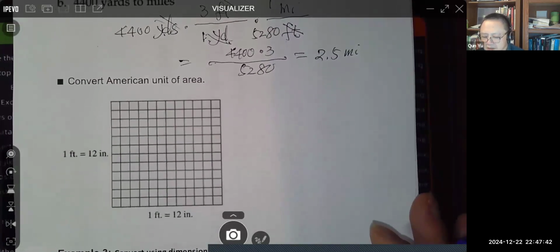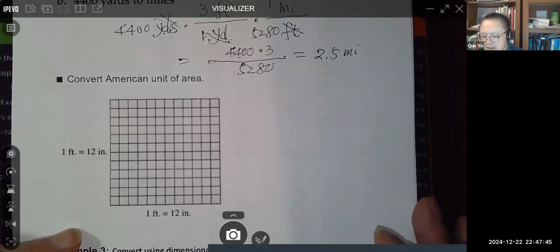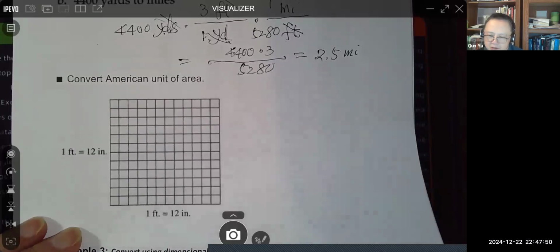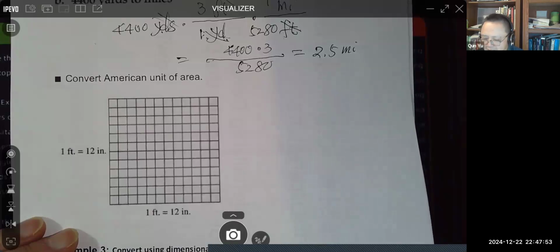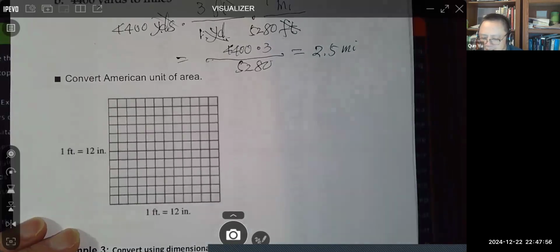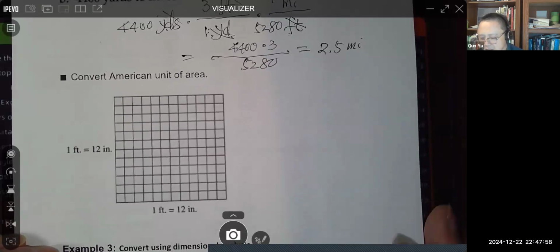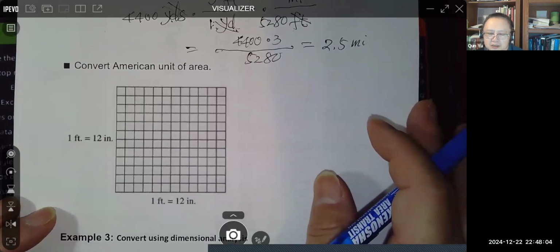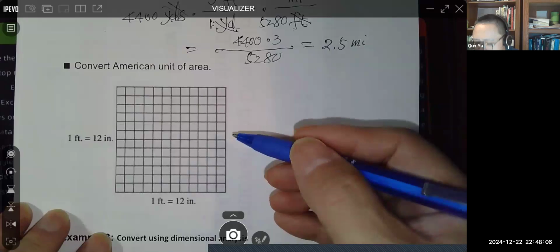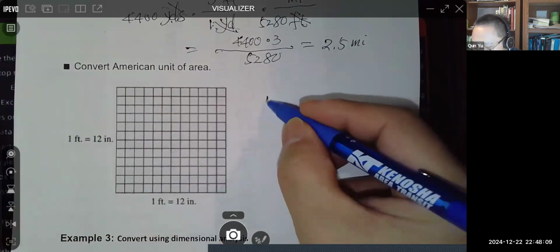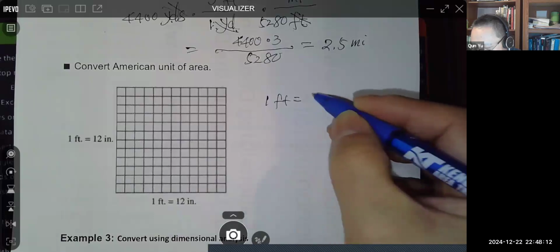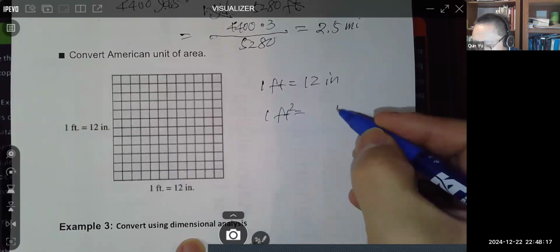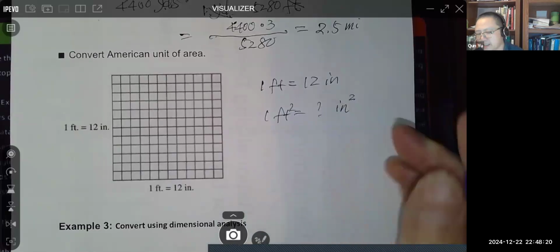Now, next, we're going to look at how to do conversion with units of area. Whenever you have an area unit, you got square foot, square yard, square miles. When we talk about how big a country is, right? Square miles. Now, let me show you this. This is how you get all of those conversion factors for the unit of area. Now, we know 1 foot equals 12 inches, right? That's for the length. But how about the area? 1 square foot equals how many square inches? How do we get that number?